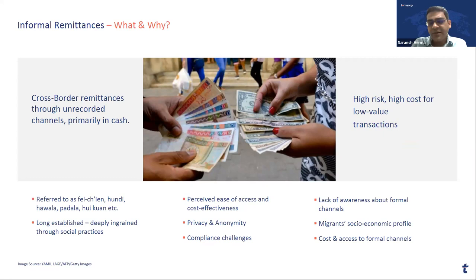Informal remittances, what are they and why are they prevalent? Well, we all know what they are. We've discussed this in detail just now. They're primarily unrecorded channels and mostly dealt in cash. And I'm talking about person-to-person remittances. Well, these are high risk and high cost transactions. Primarily such transactions are low value transactions.